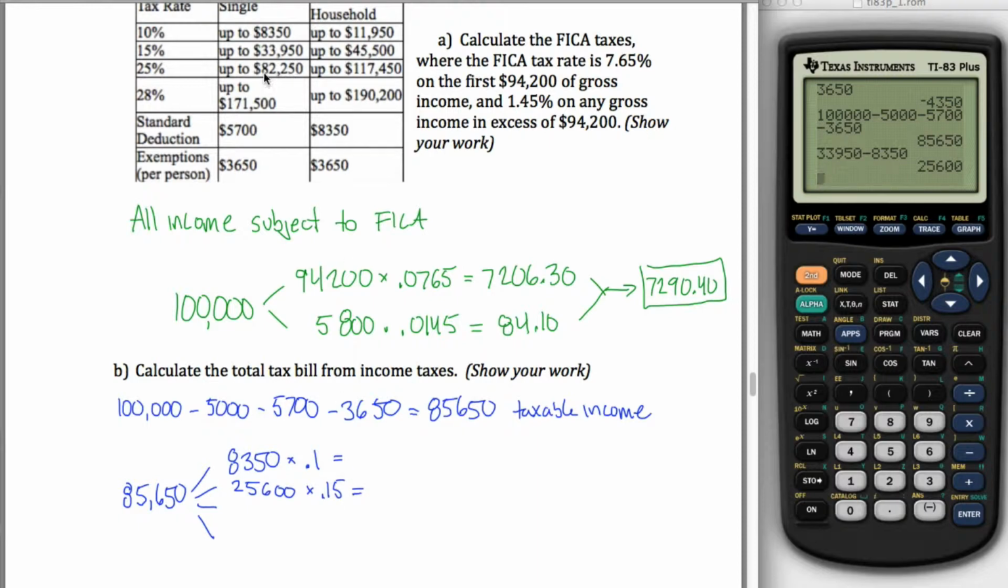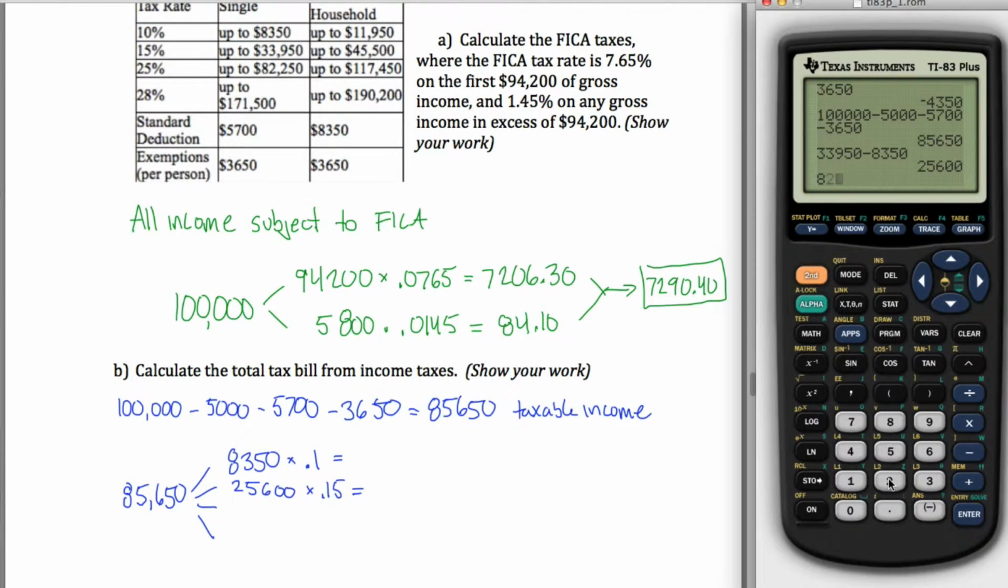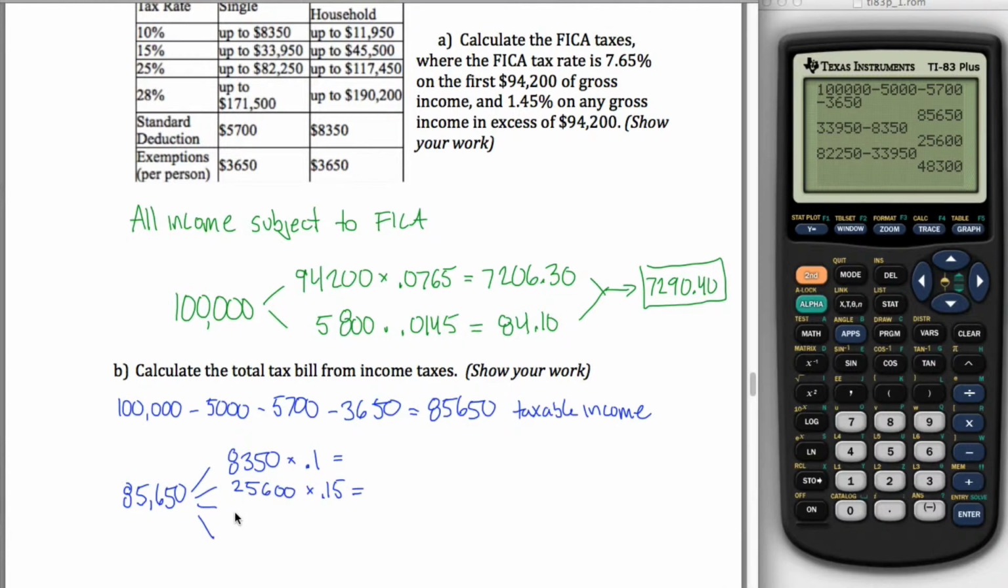All my money up to $82,250. So everything up to $33,950 was taxed in one of these two brackets already, right? Up to $33,950 was taken care of. So what I want is the money from $33,950 up to $82,250. If I do $82,250 minus $33,950, I get that my next $48,300 is going to get taxed at this 25% rate.